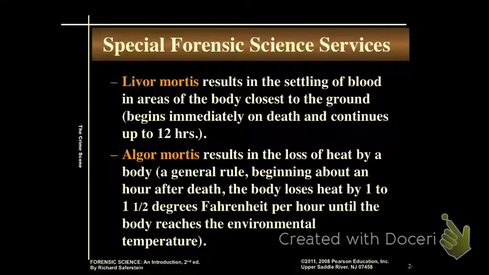And then we have livor mortis, which is the settling of blood due to gravity in the areas of the body closest to the ground. It begins immediately on death and continues up to 12 hours. Algor mortis is loss of heat by a body. Beginning about an hour after death, the body loses heat by 1 to 1.5 degrees Fahrenheit per hour until the body reaches environmental temperature. So make sure you are familiar with this amount of temperature loss as you go through.